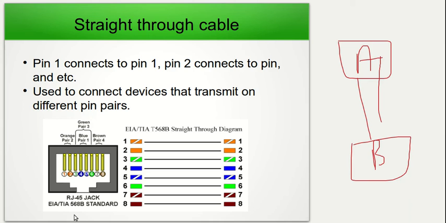So the way it works, the different types of cabling define how we connect the pins of two devices together. So the pins of the NICs on switch A and the pins on the NICs of switch B.